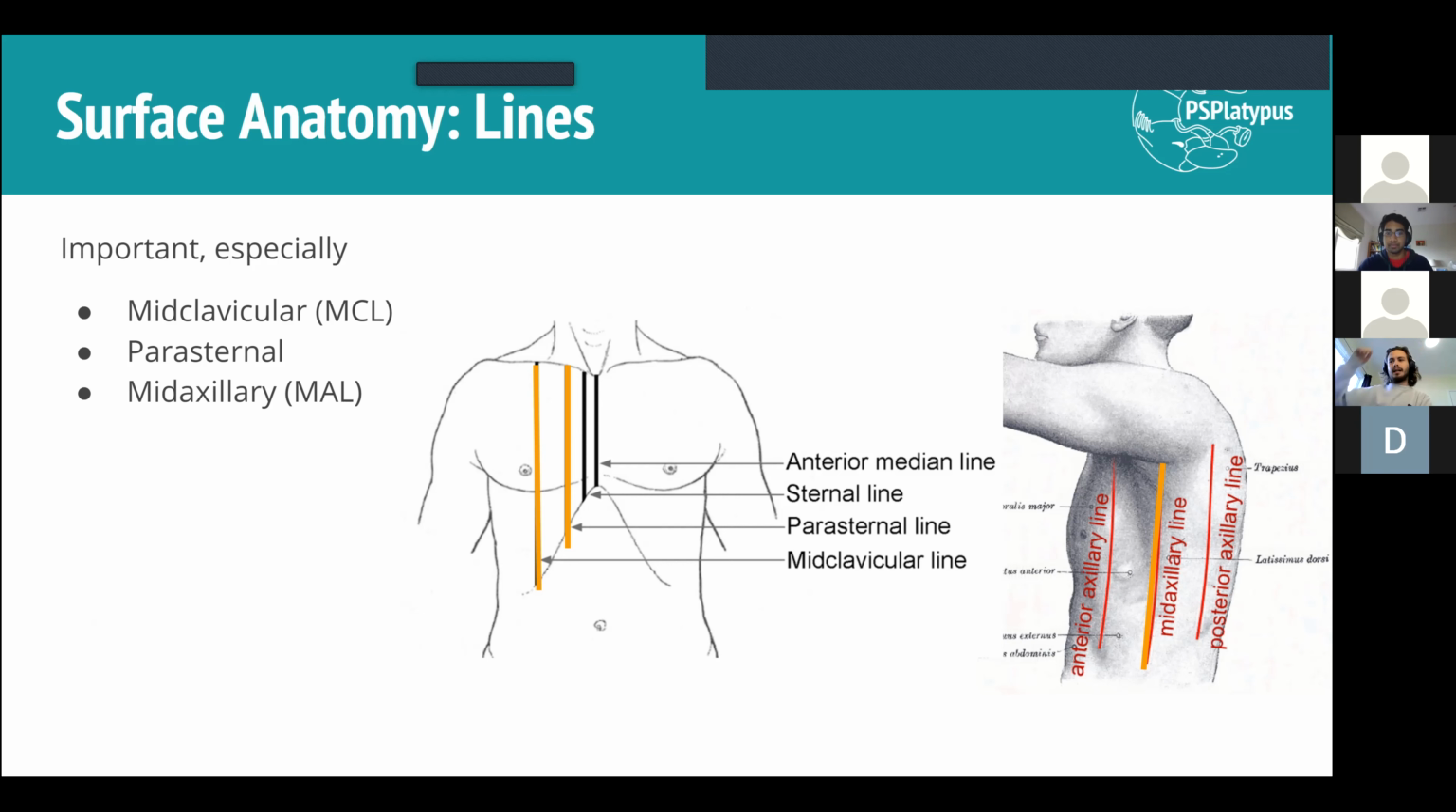And then the mid-axillary line is midway along the axilla. So both very useful. We've also got anterior and posterior axillary lines, as you can see here. And we've also got sternal and anterior median lines, which are relatively self-explanatory.